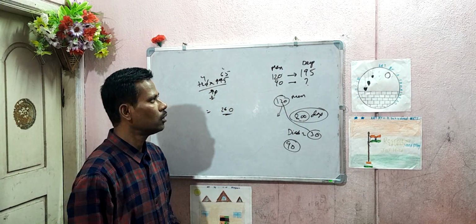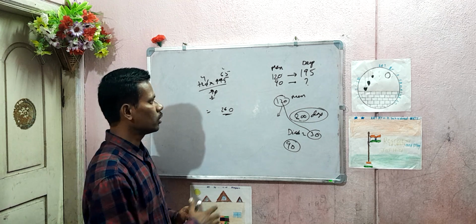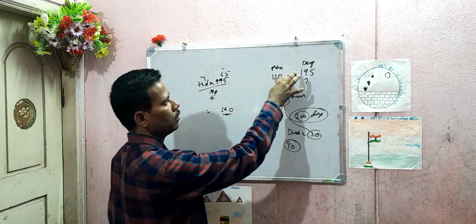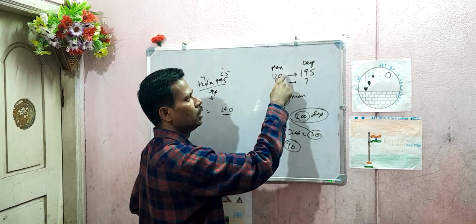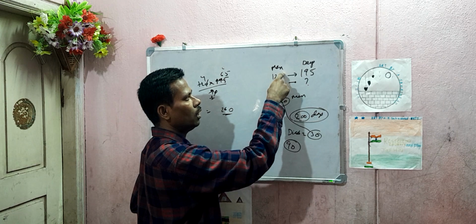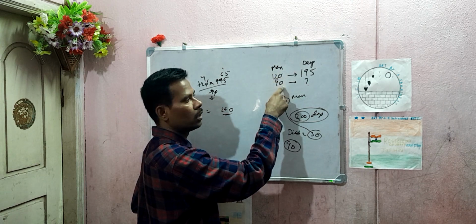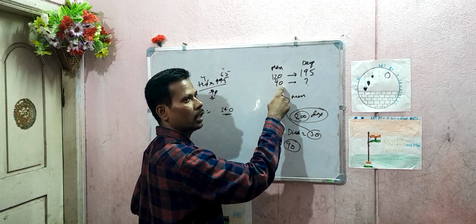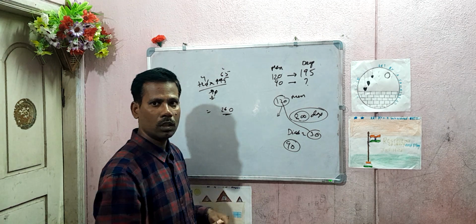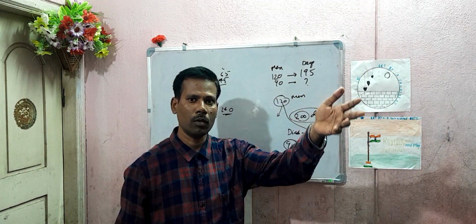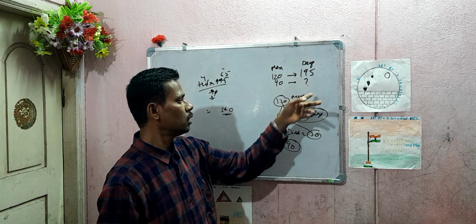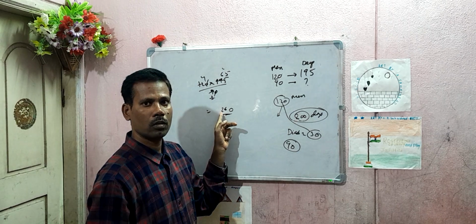With this, direct and inverse proportion are over. So you have to write the steps by yourself. Since the number of men is decreasing from 120 to 90, therefore they will eat for more days. That's how you got 260 now.